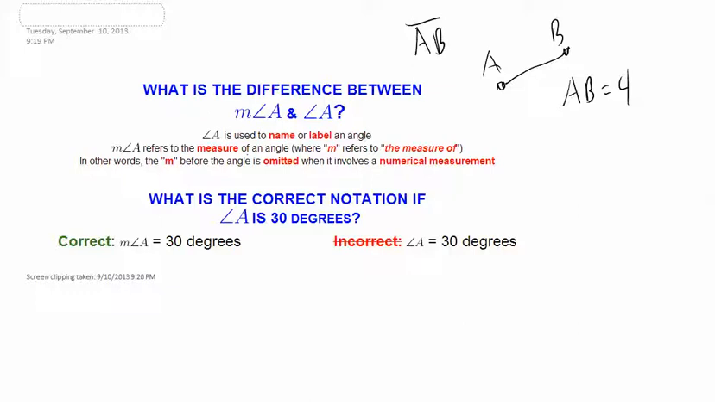When you're talking about the name of the angle, you just put angle A. Okay, so it's just angle A. That's used to name. But when you want to talk about the measure of it, you have to write a little M in front. The M is like this one for segments. Just naming it angle A is similar to this. So you'll see that if I'm writing that it's equal to 30 degrees, I should write this. That's the correct notation. This is incorrect. Okay, you would never see that.